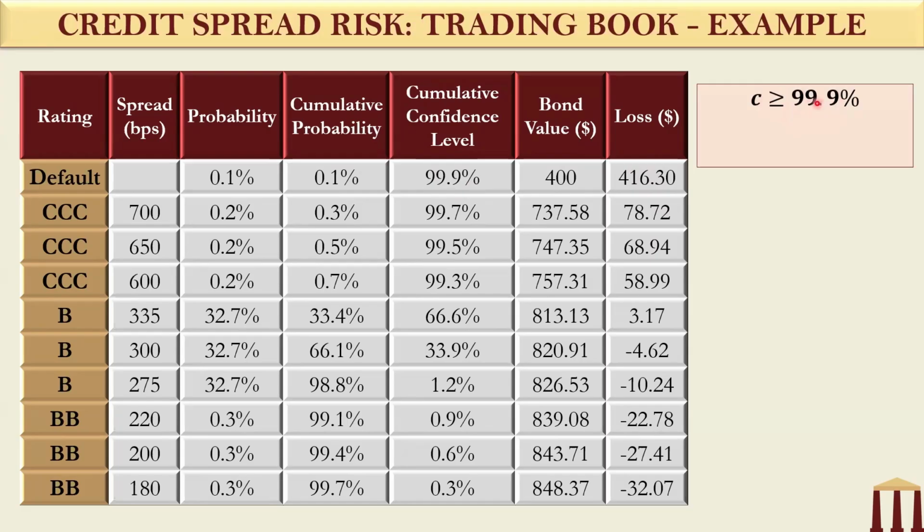Which means any VAR which is measured at a confidence level above 99.9%, how much should that VAR be? We need to understand that when we talk about 99.9% VAR, we are talking about 0.1% of the worst outcomes. So this is what we have done. We start from the worst outcome and then the second worst, third worst, like that. Okay, so what is the outcome which will not be exceeded in 0.1% of the cases?